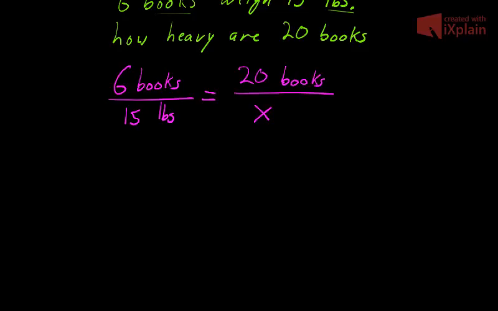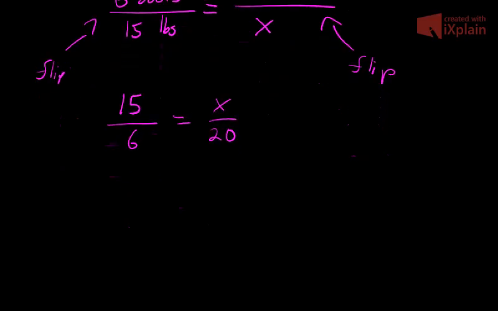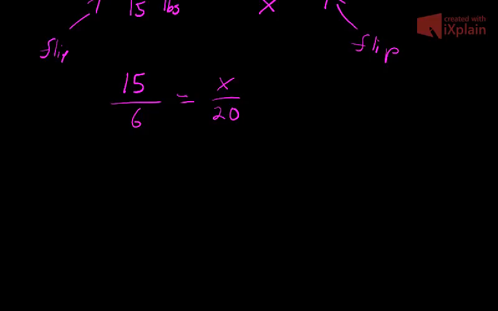So what I'm going to do is, if I see this, I'm just going to flip both sides. So I'm going to flip this, and I'm going to flip this. And remember that my one rule says if I do it to one side, I do it to the other. Flipping it is something I can do. So I end up with 15 over 6 equals x over 20. And that looks a whole lot nicer. So going forward from here, I need x equals something.